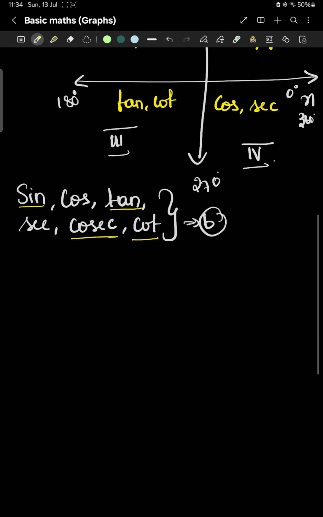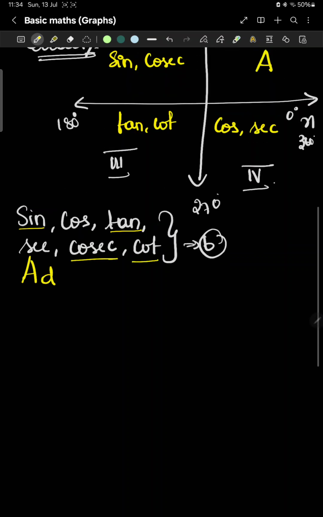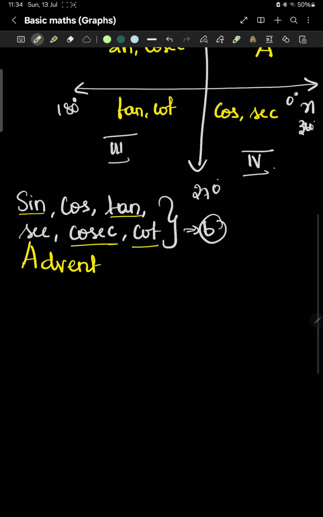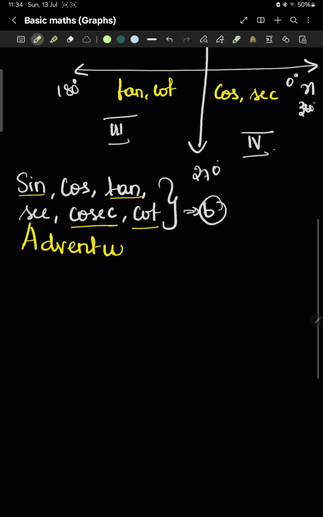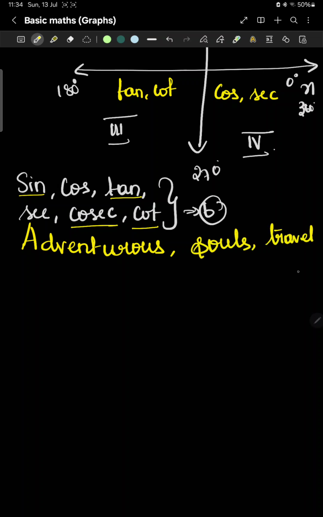For this, we can use that mnemonic: adventurous soul travel continents. A represents all the ratios, S represents sine and cosecant, T represents tan and cot, and C represents cos and secant. So you can use this way to remember which is positive or negative, and there are more ways to memorize it.